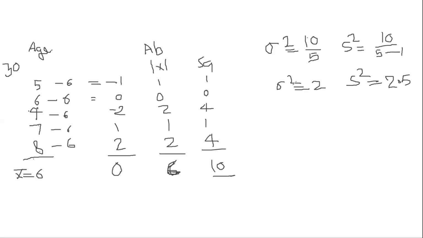So sigma square is known as variance. This is the variance of population. This is the variance of sample. What is the standard deviation? Standard deviation is equal to the square root of, I just removed this square sign. So this would be the square root of 2, and s equal to the square root of 2.5.